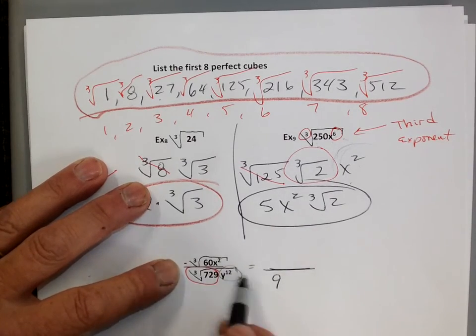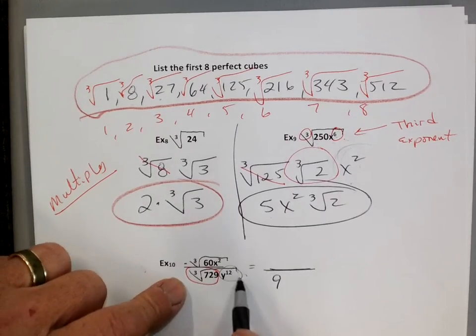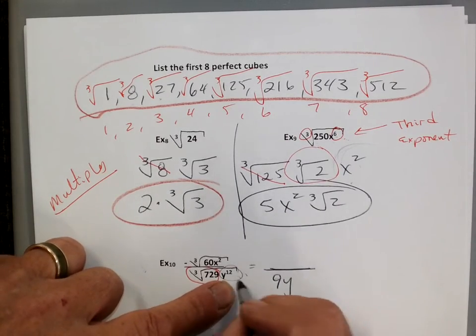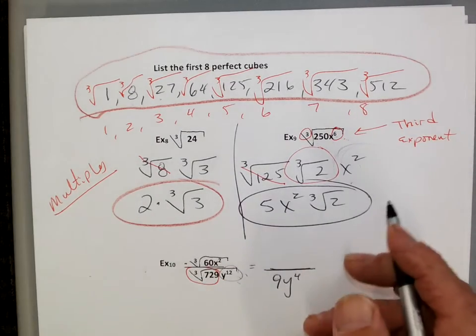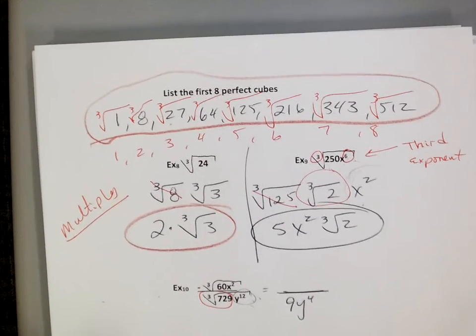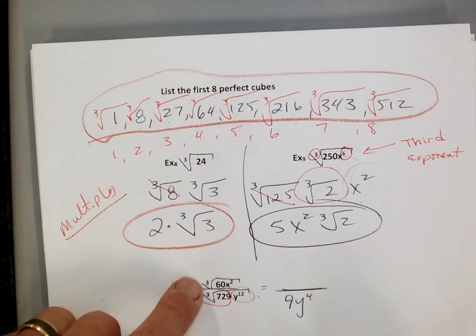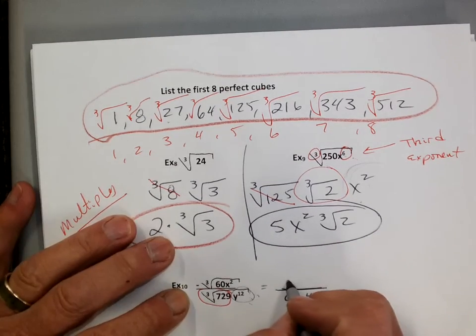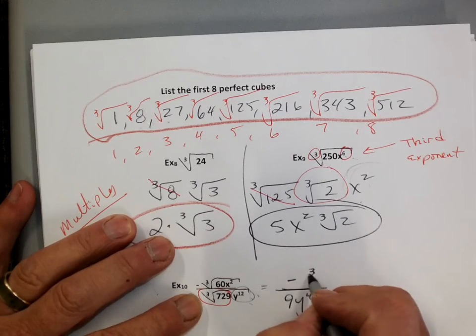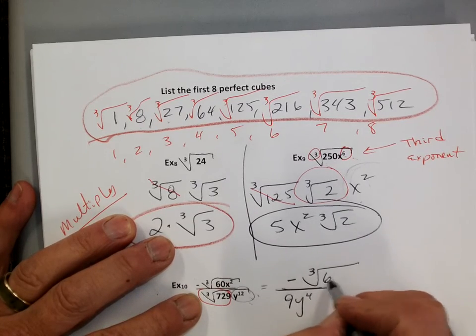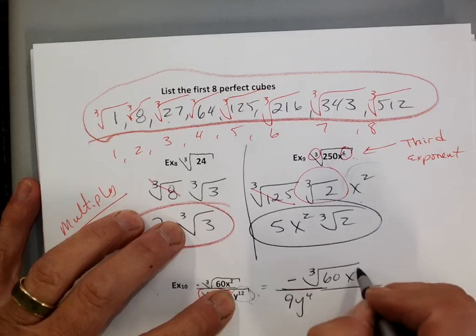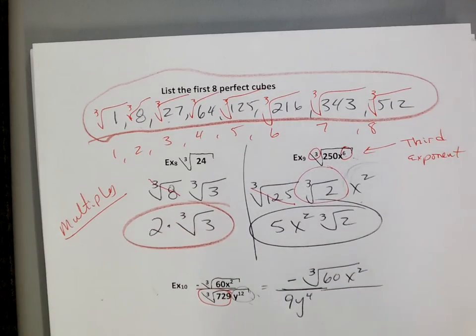And I'm going to take a third of the exponent. I'm going to get a y to the fourth. Now the 60. What times what makes 60? Well, 2 times 30, 3 times 15. So there's absolutely nothing. This has to just stay the way it is. A little negative out in front. Cube root of 60x squared. That's about all I can do.